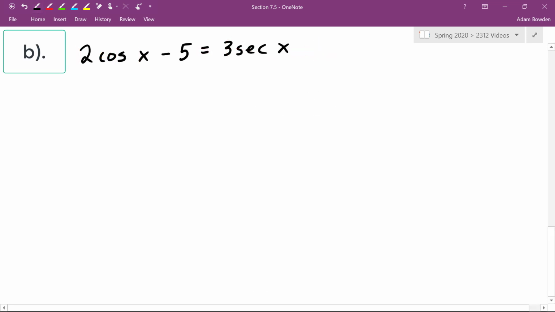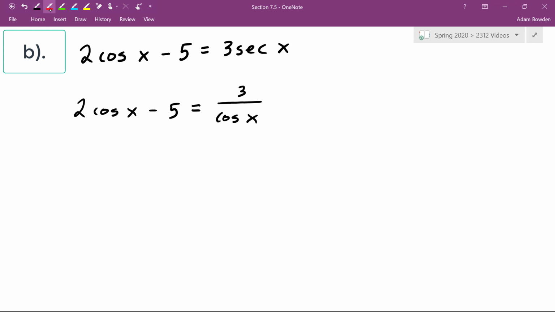Now let's look at this one. 2 cosine x minus 5 equals 3 secant x. To solve this one, probably the first thing that would help out is to take the secant and write it as 1 over cosine. In this case, we can write it as 3 over cosine x.